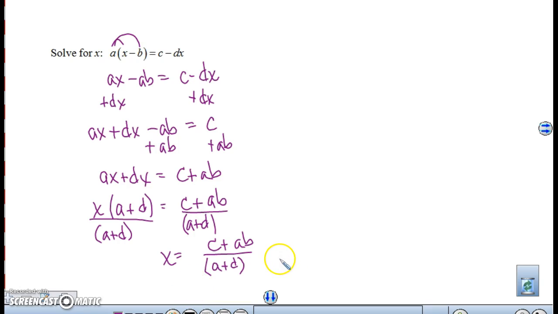So this should have been a quick review for you. This is all stuff that we did in Algebra 1. These skills are what you are expected to know when you come into geometry so that you can apply them in geometric problems.